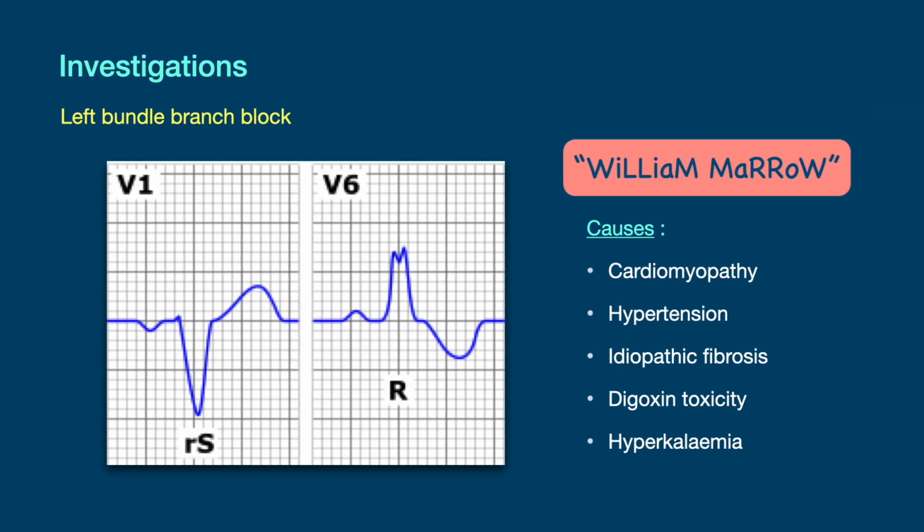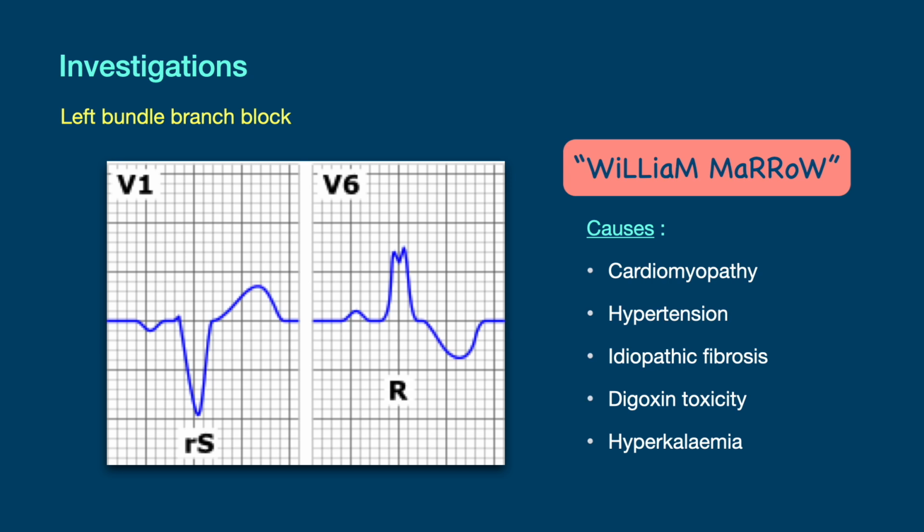This diagram shows the typical features of left bundle branch block or LBBB. One of the most common ways to remember the difference between LBBB and RBBB is WilliaM MarroW: William for left bundle branch block, with the W sign in the anterior leads and M sign in the lateral leads. And it's the opposite for the right bundle branch block.